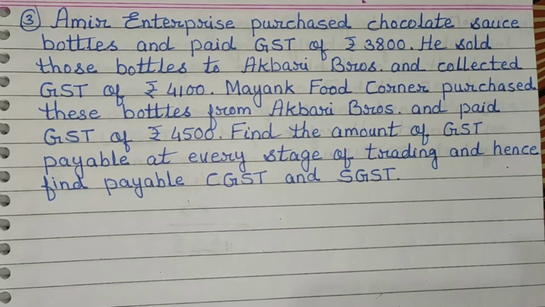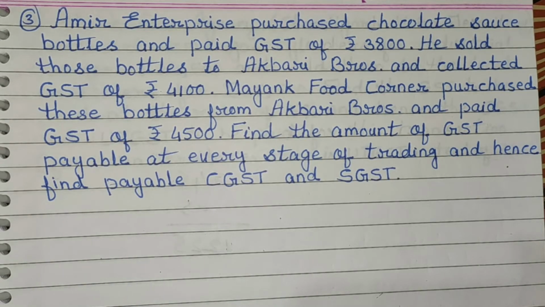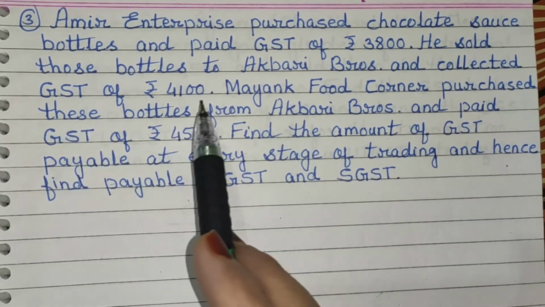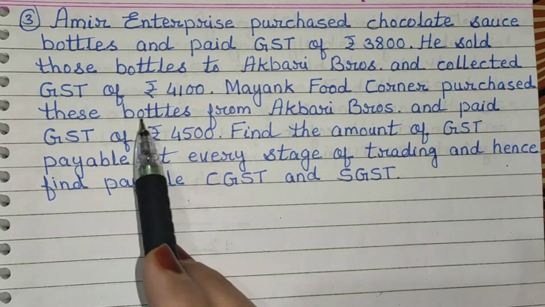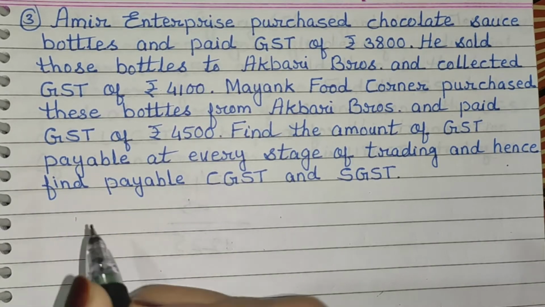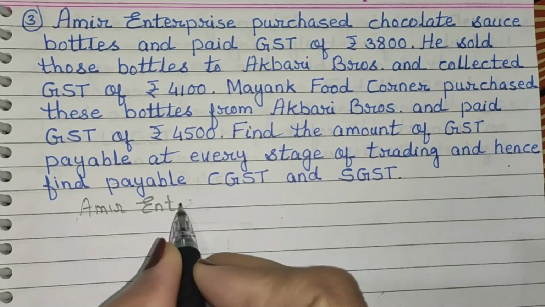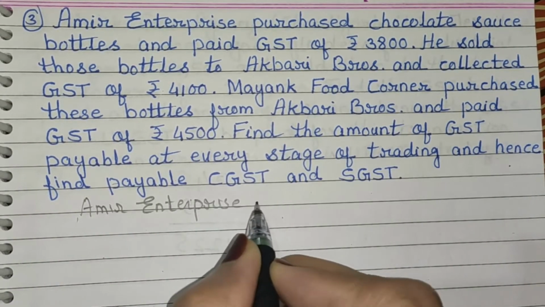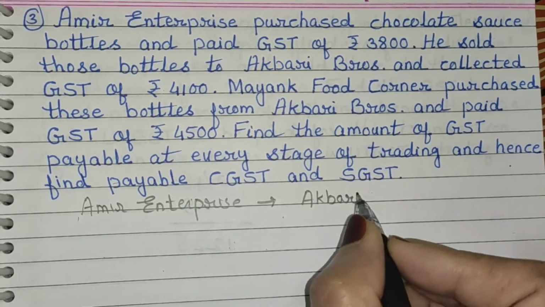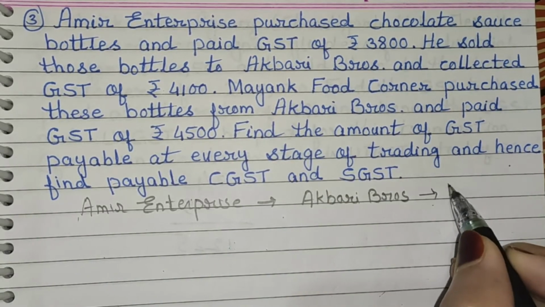Now next is Amir Enterprise purchased chocolate sauce bottles and paid GST of rupees 3,800. He sold those bottles to Akbari Brothers and collected GST of rupees 4,100. Now the trading chain here, by doing rough work: first one is Amir Enterprise, then next one is Akbari Brothers, then Bang Food Corner.